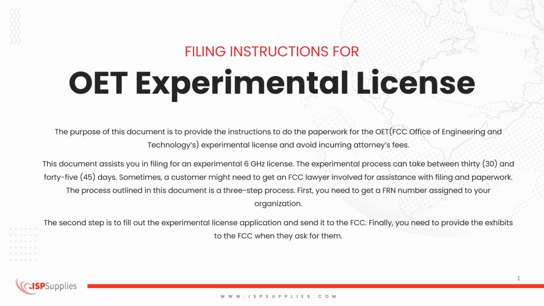And today we're going to go over the steps needed to apply for an OET experimental license or a 6 gig license. For the equipment in today's presentation, we're going to use Cambium Networks equipment, but any other vendor's 6 gig equipment would work as well if you follow these application steps for your license. So without further ado, I'm going to hand it over to David to go over all the steps. David, the floor is yours.